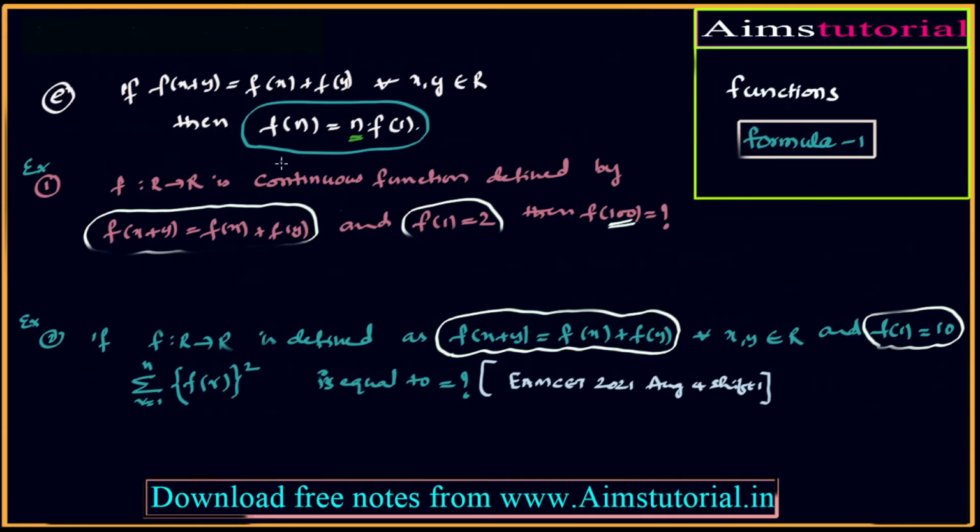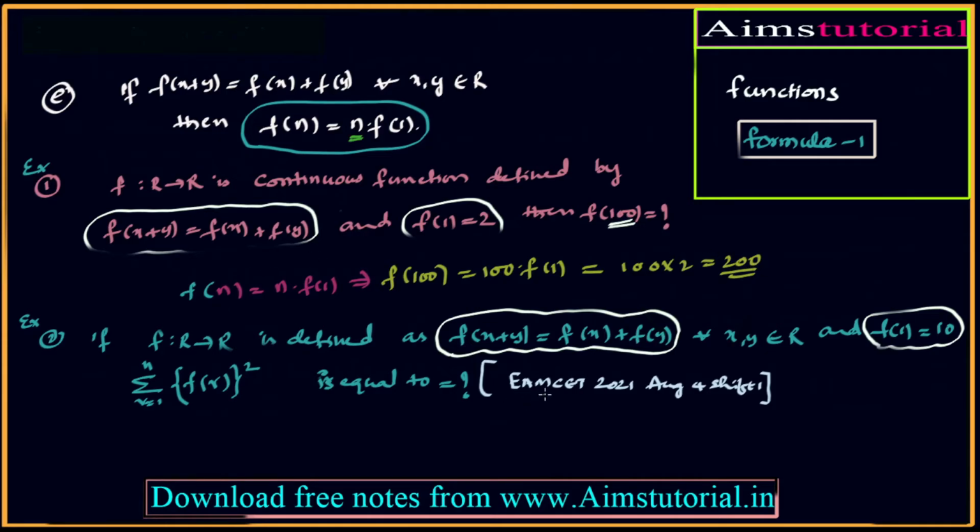If f maps R to R is a continuous function defined by f(x+y) = f(x) + f(y) and f(1) = 2, then find f(100). Okay, according to the formula, f(n) equals n times f(1). Now we have to find f(100). So f(100) means 100 into f(1), and the value of f(1) is 2. So 100 into 2 is how much, 200. So f(100) is 200.